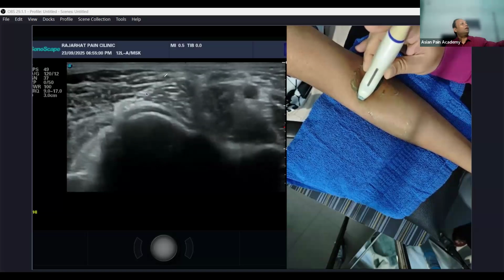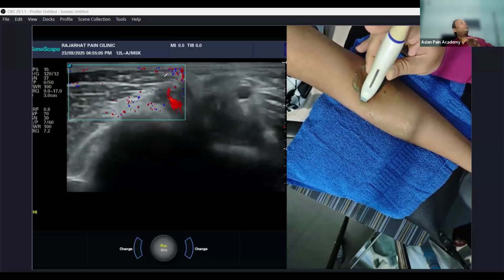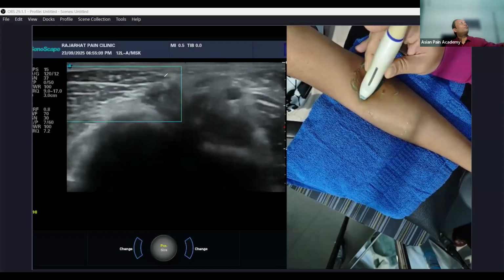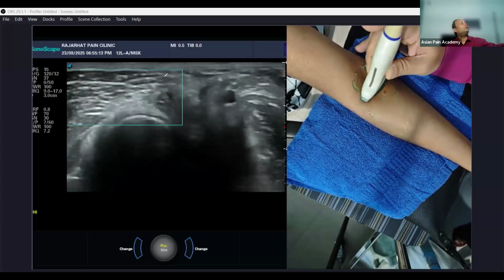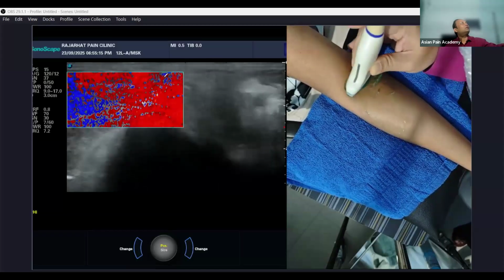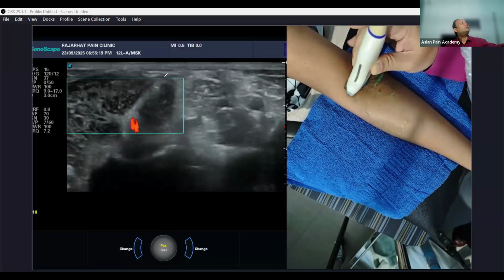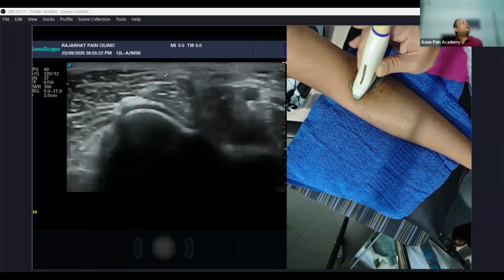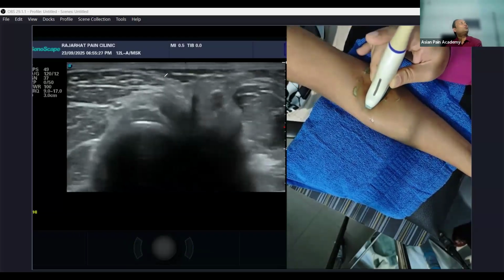So, this is the radial nerve. Here, if I give some color, something should come. Okay, later I will see. If I go down, I will of course see the color. So this is an artery. Anyway, this is the lower end. I am going gradually down.